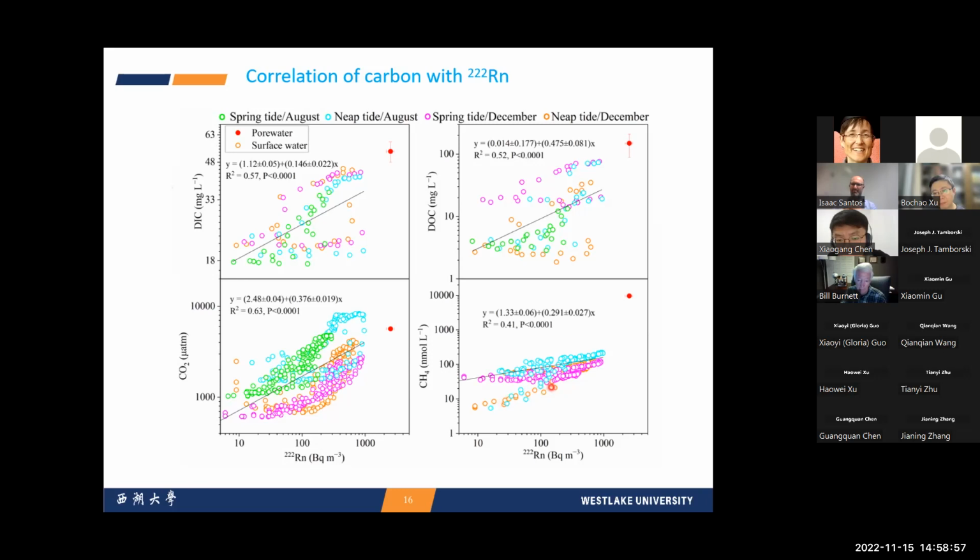The neap tide here is in December. It means this circle here, but here you also see some samples during the neap tidal cycle in this season. Looking at the other plots, like DOC, DIC, and CO2, the neap tide doesn't show as strong a correlation as it does for methane, and I just thought that was curious. Yes. Okay, thanks. Thank you.